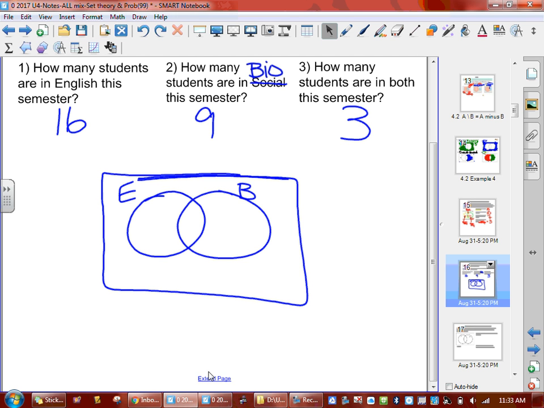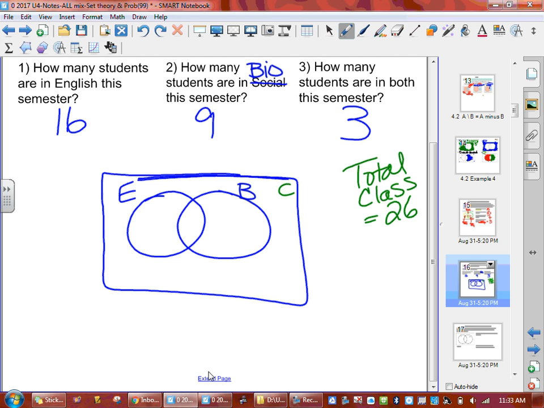All right. Now we also have to take a look at our outliers, people that are in neither, because our class has a size of 26. So we have to have a total of our class is 26 people. Okay? Now, we have people that are in neither. There's 1. We've got 1 person who's in neither. Neither bio nor math. Not Andrew.